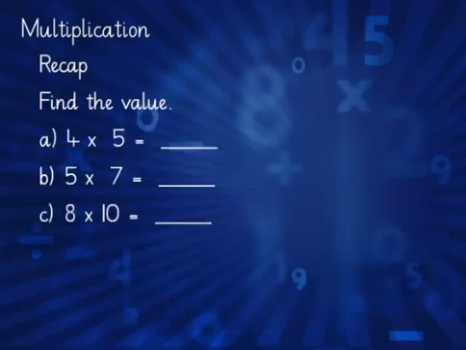Moving towards the recap session of the lesson, work this out very carefully and match your answers later on. Let's come up with the answers starting from part A. 4 multiplied by 5 is equal to 20. Part B. 5 multiplied by 7 is equal to 35. And part C. 8 multiplied by 10 is equal to 80. Hope your answers are correct. You have done a wonderful job.